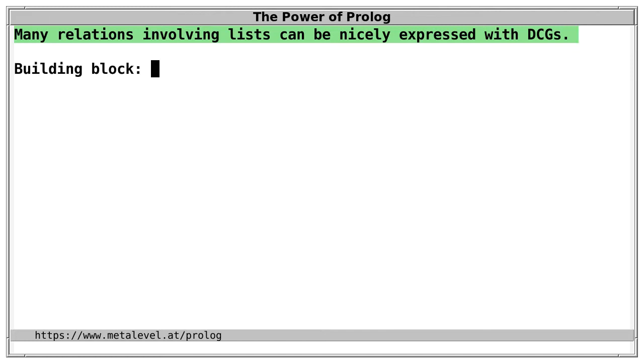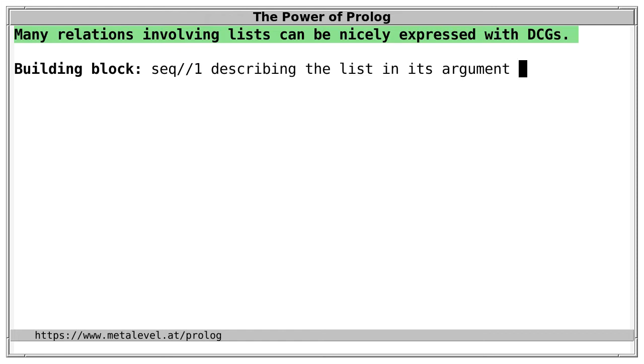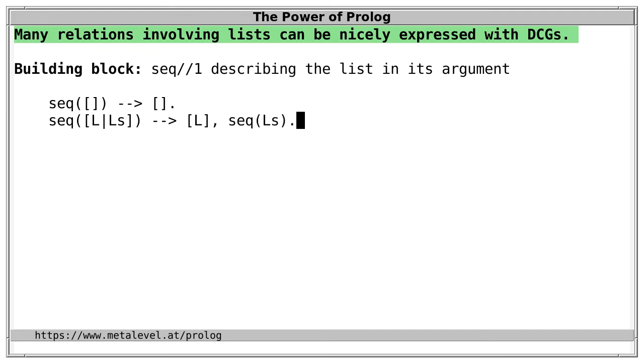And as one such building block, let's introduce seq, which we want to describe the list in its argument. So we say seq of the empty list describes the empty sequence. And seq of a list with at least one element L and tail Ls describes a sequence that starts with L and then the sequence described by seq of Ls, okay? So that's an executable specification and we can again use it in different modes.